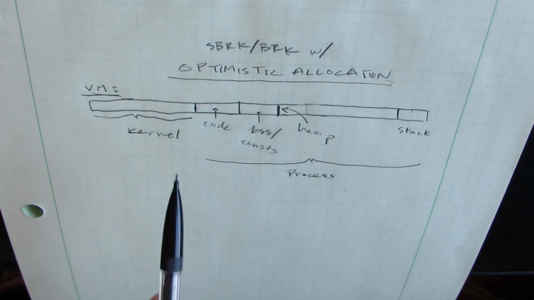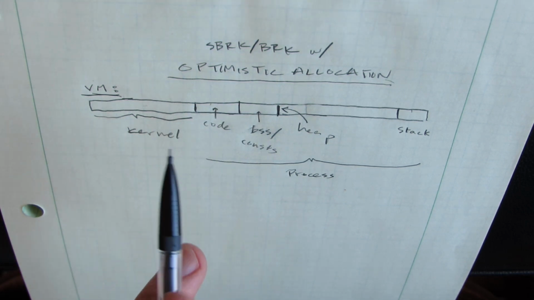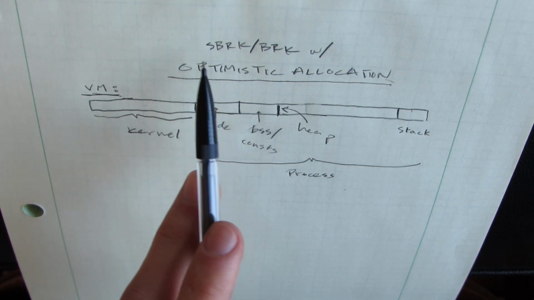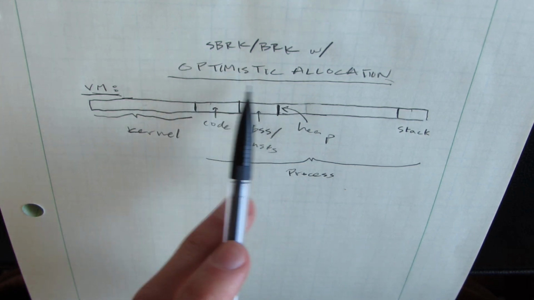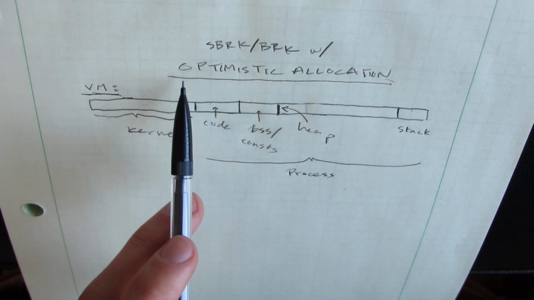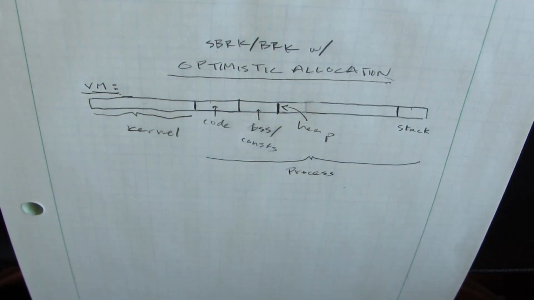Okay, hi everyone. We're going to be doing a quick explanation of the sbrk and brk system calls and how they're implemented and how they work for optimistic allocation. So first let's talk about the virtual memory layout of a process.